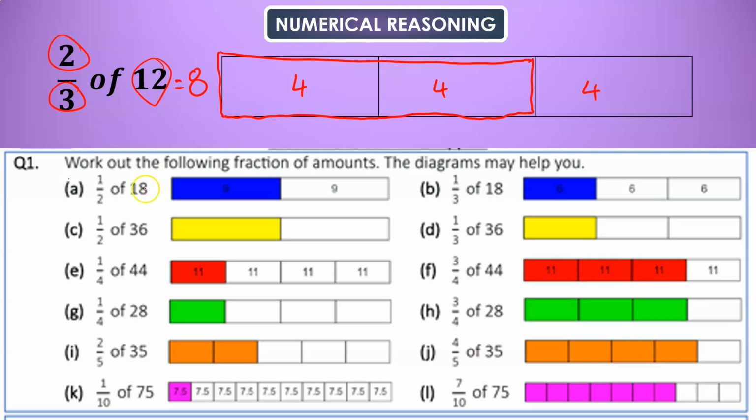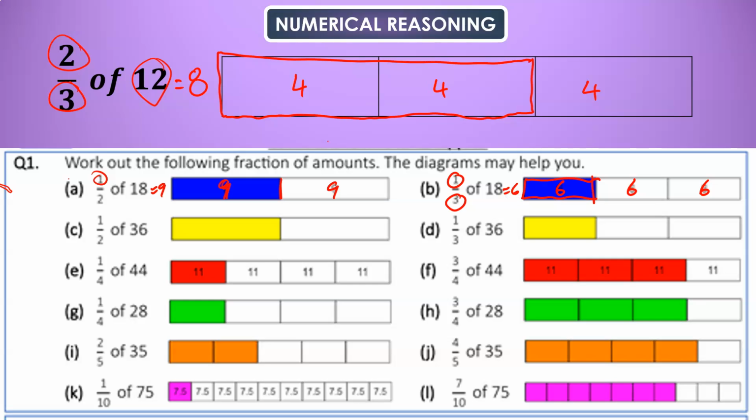If we take a look at 18, for instance, here it's divided into halves. You've got 2 sections, and 18 divided by 2 is 9 and 9. So we end up with 1/2 is simply 9. If we take a look at B, 18 is divided into thirds this time. 18 divided by 3 is 6, 6, and 6. You're after 1/3, so the answer must be 6.